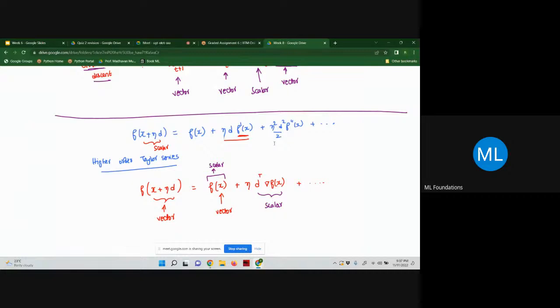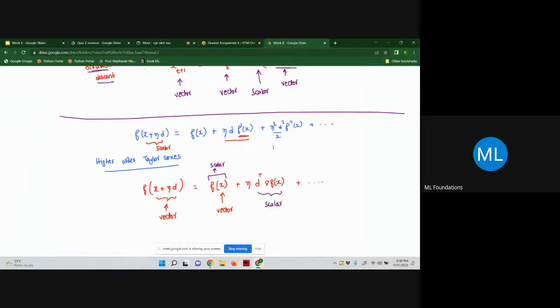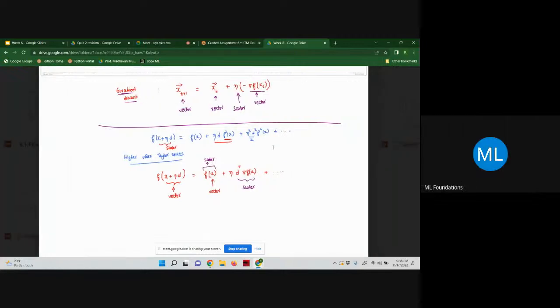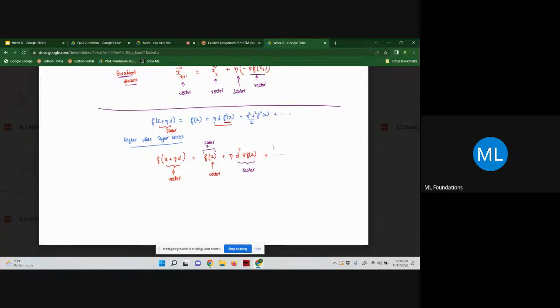So we do have higher order terms too. I mean, we do have update iteration methods that use the higher order terms. We just did not discuss it here. And the good thing about this is that they converge very quickly. Using fewer iterations, they will be able to converge very quickly.